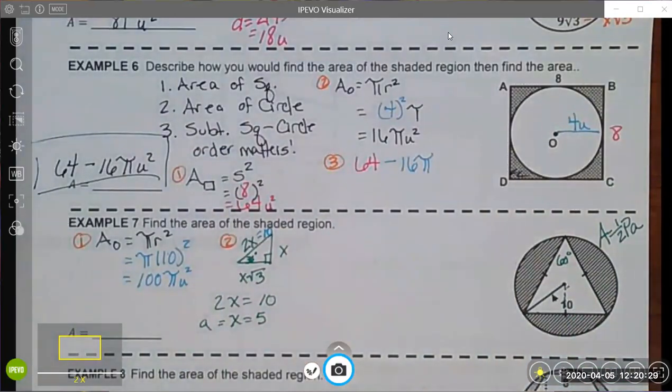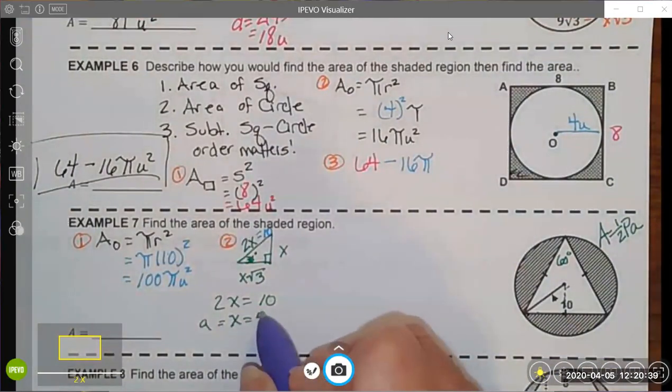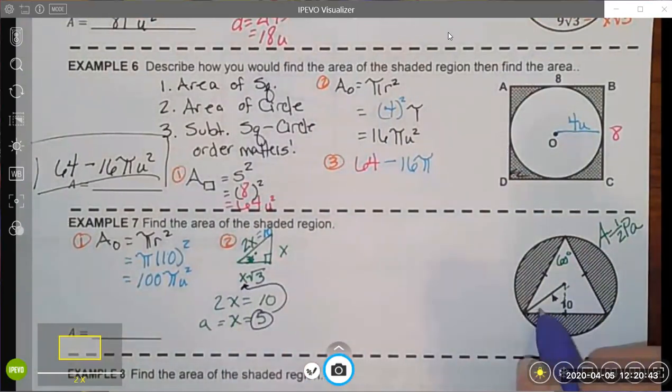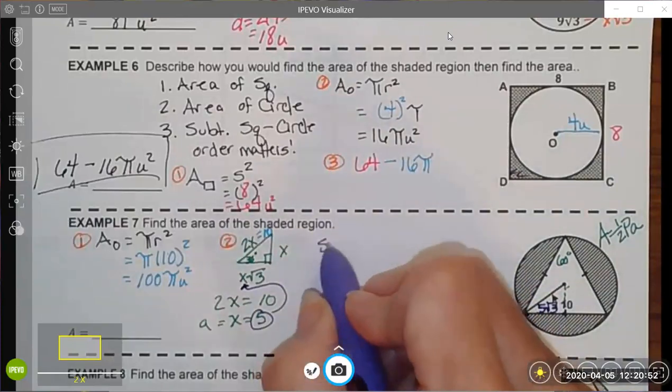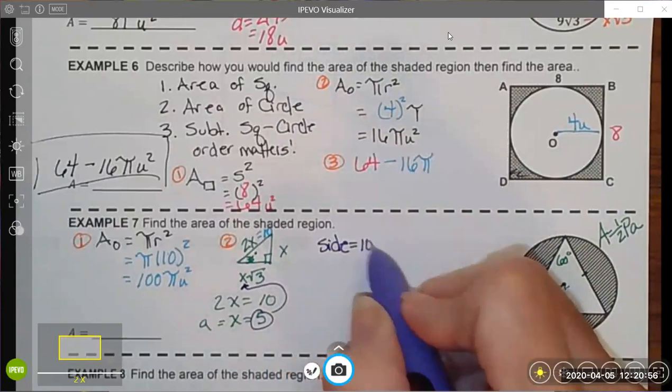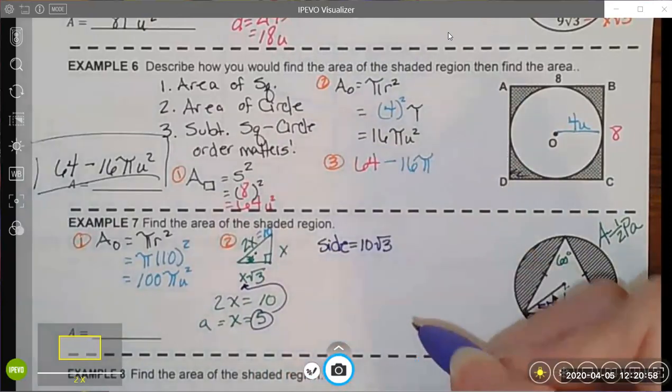So now that I have my apothem, I can use that to substitute and find the distance from midpoint to the vertex. I take my 5, I substitute it in, and I learned that the side from the midpoint to the vertex is 5 square root 3, and I know that my whole side is double that, or 10 square root 3.